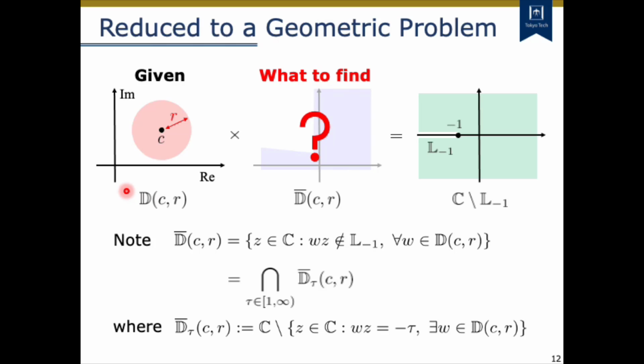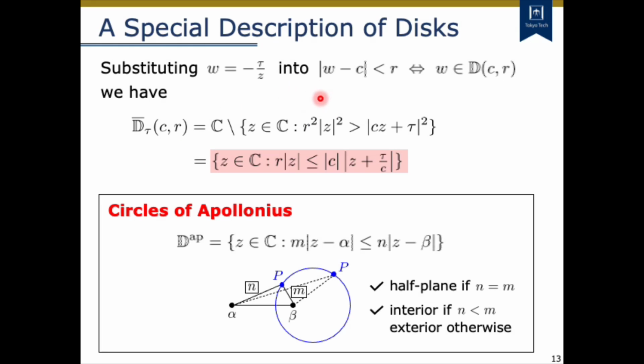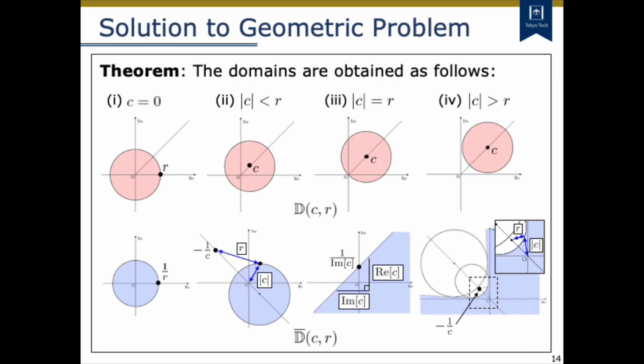Please note that the domain D bar can be written as an intersection of the parameterized domain D bar tau, like this. Then, substituting this relation into this inequality, which represents the point W being inside the given disk, we have a simple expression of the parameterized domain D bar tau like this. In fact, this domain in red represents also a disk called the circles of Apollonius. Based on the expressions of Apollonius circles, we can obtain the following theorem.